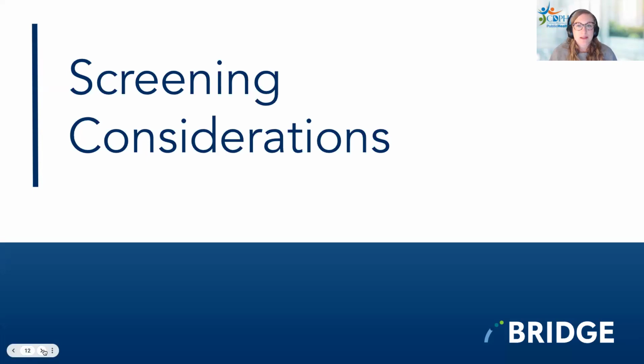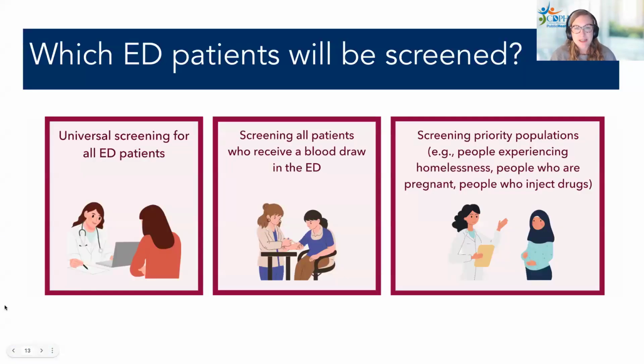Next slide, please. Jumping in, as you are setting up your screening program, some of you have long-established screening programs. I'm sure when you started, these were some of the questions that were coming up: which emergency department patients will be screened. Here are a few different models of opt-out testing that we've seen implemented. The first is universal screening for all emergency department patients. All those who step into the ED will get a screen. The second, which is a very common model, is screening all patients who receive a blood draw in the ED. So pairing that syphilis, HIV, and Hep C test with the blood draw.